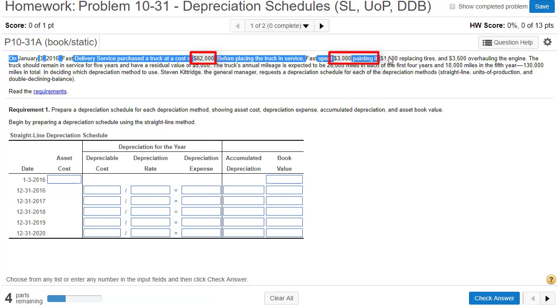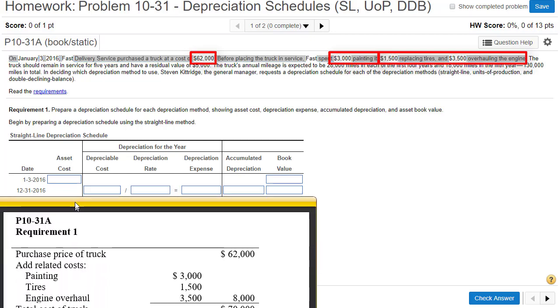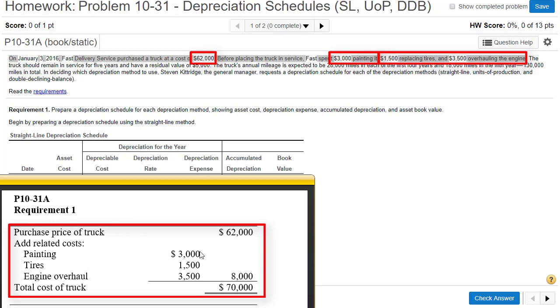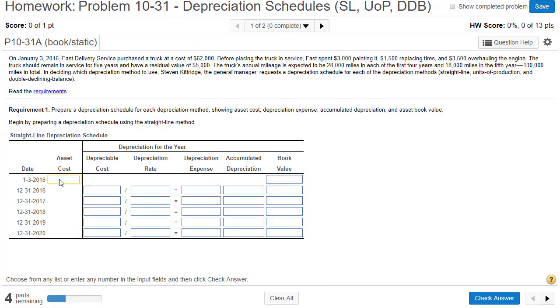Also, they had to buy $1,500 of replacement tires, and they spent $3,500 overhauling the engine. All right, so those were all costs that were necessary to get the truck ready to use for the very first time. Therefore, they are all part of the cost of the truck. So the total cost of the truck includes the purchase price, the painting, the tires, and the engine overhaul, for a total of $70,000. So the cost was $70,000.